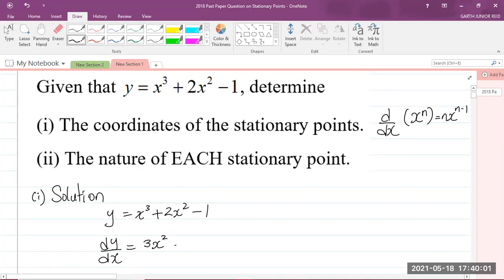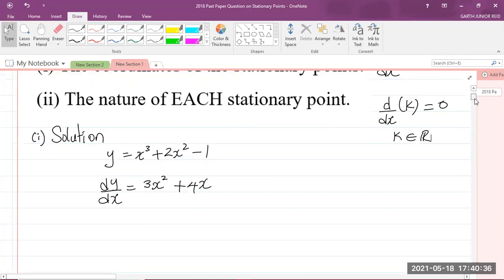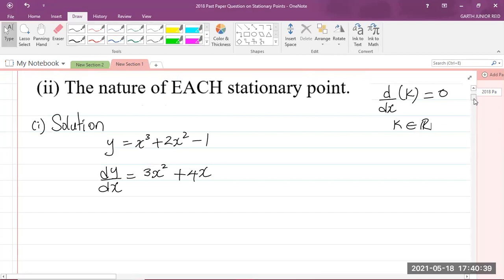Plus, using the power rule here, carry down the 2 and multiply it by the 2 because 2 is a coefficient. So 2 times 2 gives us 4 times x, and decrease the power by 1, so 2 minus 1 is 1. You don't have to write the 1. And we know that the d by dx of a constant k is equal to 0, where k is a real number. So whenever we differentiate -1, we must get 0. Good, so we have our derivative of y with respect to x.